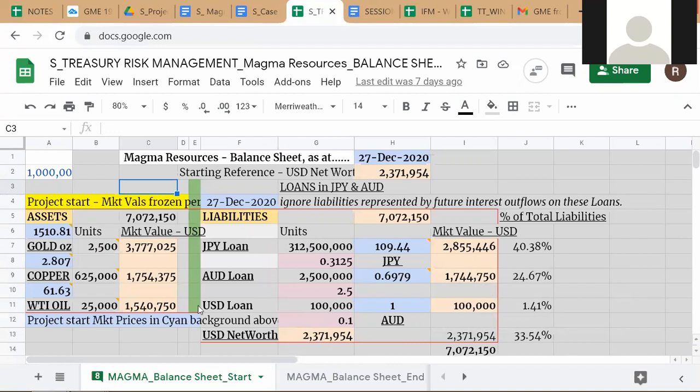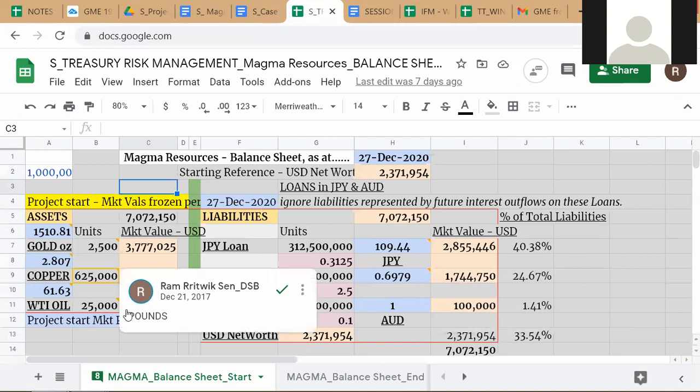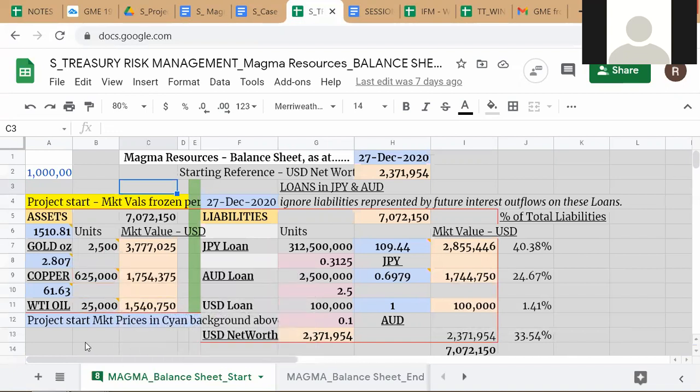And your job is to anticipate what is likely to happen in the market and accordingly take remedial action in the hedge book so that it will offset the losses on the underlying positions from the market movements. That's your goal. So that's what we're looking at.